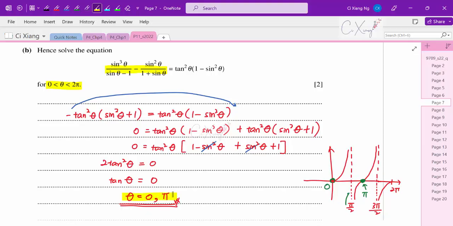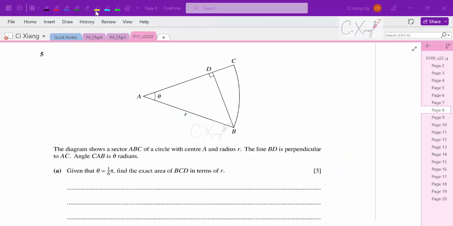Alright, so this is how we solve this question number 4. Okay, so we come to question number 5.